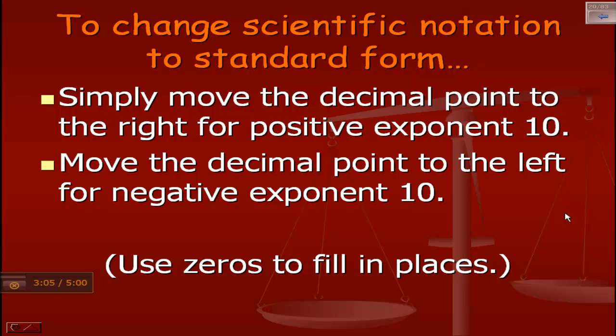That was Mr. Hutchinson. All right, to change scientific notation to standard form, you're going to move the decimal point to the right for a positive exponent. Remember, positive exponents mean big numbers. And you'll move the decimal point to the left for a negative exponent. And you use zeros to fill in the places.